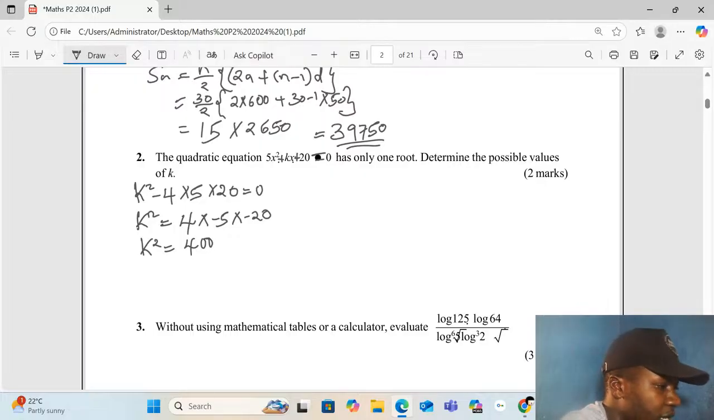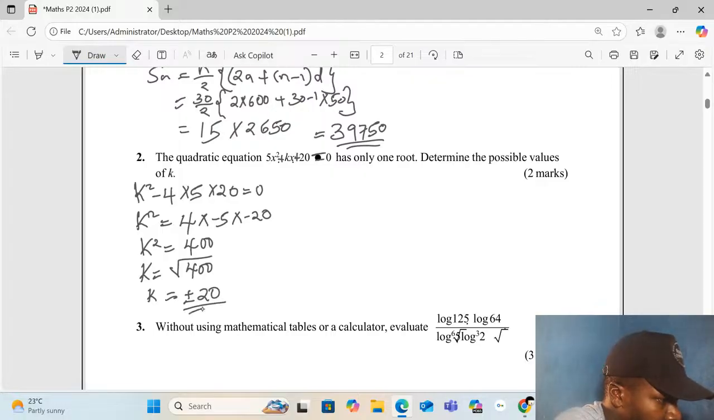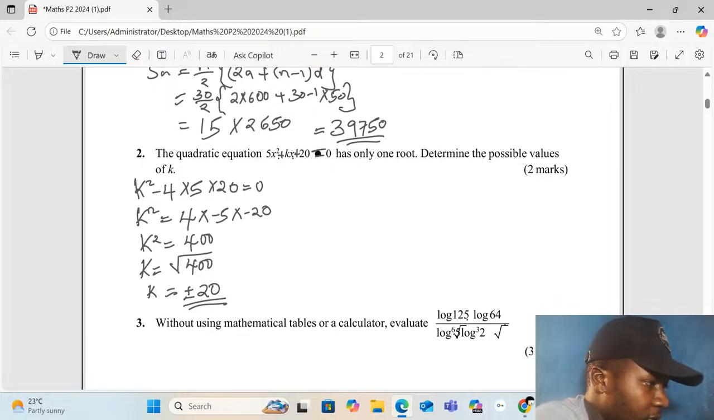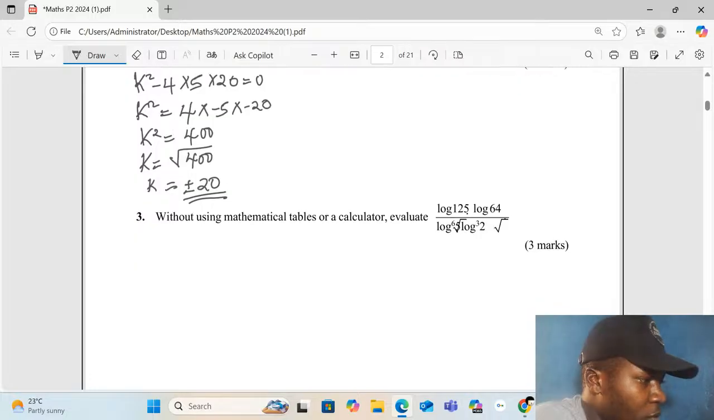Now to get k alone, we simply find the square root of 400. So k is equal to the square root of 400, that is plus or minus 20. Now those are the values of k. So k is either positive 20 or negative 20. That becomes your final answer. We go to question 3.